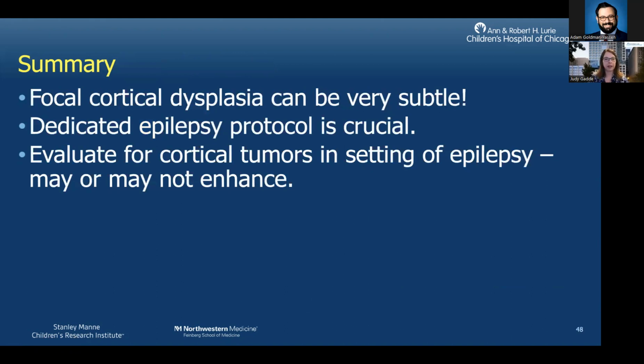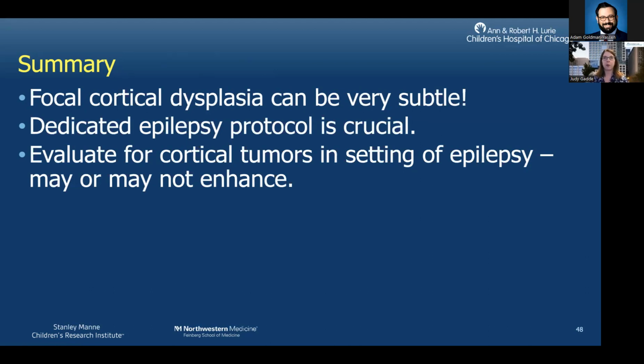So in summary, I hopefully showed that focal cortical dysplasia can be very subtle. That's why it's very important to make sure that you're doing a dedicated epilepsy protocol. If you have questions about what should be included in the epilepsy protocol, I'm happy to answer those. Of course, every institution is going to be different and every scanner is going to be a little bit different.